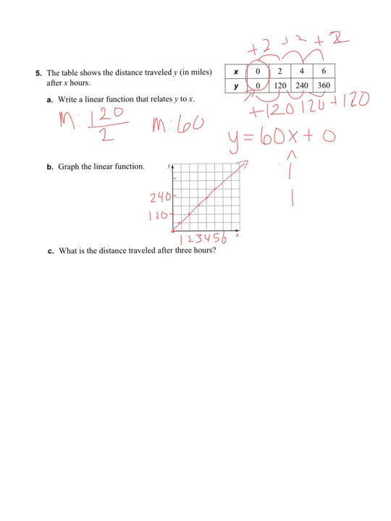And so we have this nice positive linear equation. What is the distance traveled after 3 hours? So here's our equation, y equals 60x. And x is the number of hours, so we're going to plug in 3. Y is equal to 60 times 3. 60 times 3 is 180 miles. And that'll do it for 6.3.